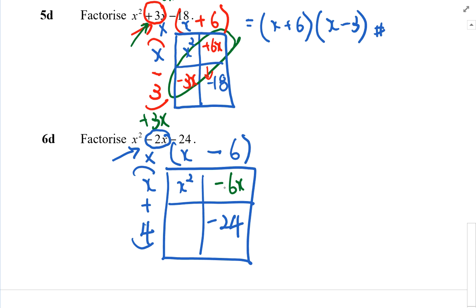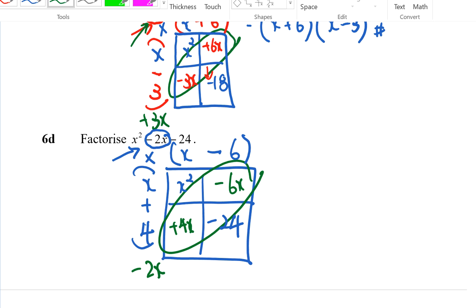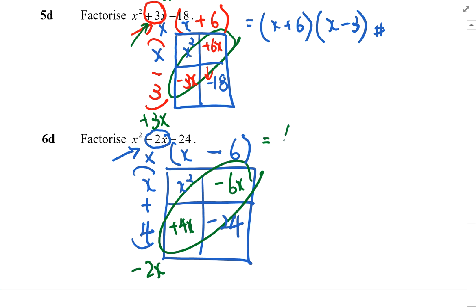Negative 6x, positive 4x. Sum up the diagonal. Negative 6 plus 4 will give us a negative 2. Then you will be able to write out your final answer since the middle term is correct. In this case, the top bracket will be x minus 6, followed by the bracket by the side of x minus 4. Right? I'm done with my example.